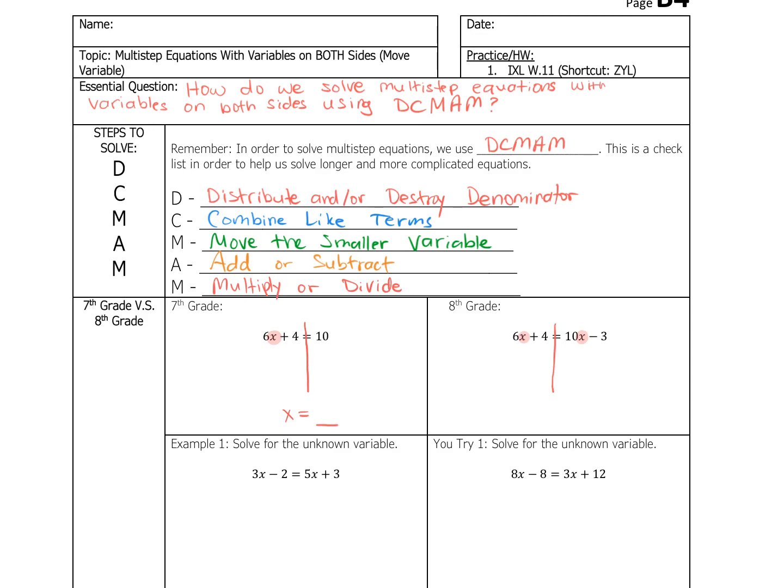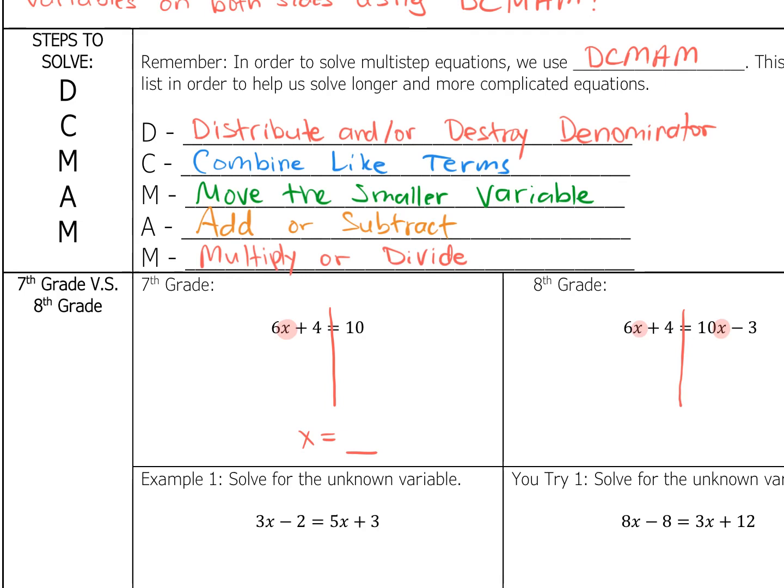So for 7th grade, in order to solve this problem, if I want to isolate the variable x, what I need to do is do inverse operations. So in this problem, it's 6x, or 6 times x, plus 4 equals 10. So if I'm adding 4, to get rid of it I need to do the inverse operation, which is subtract 4. So I will subtract 4 on both sides, and then that forms a 0. So what I'm left with is that 6x, which drops down. 10 minus 4 is 6.